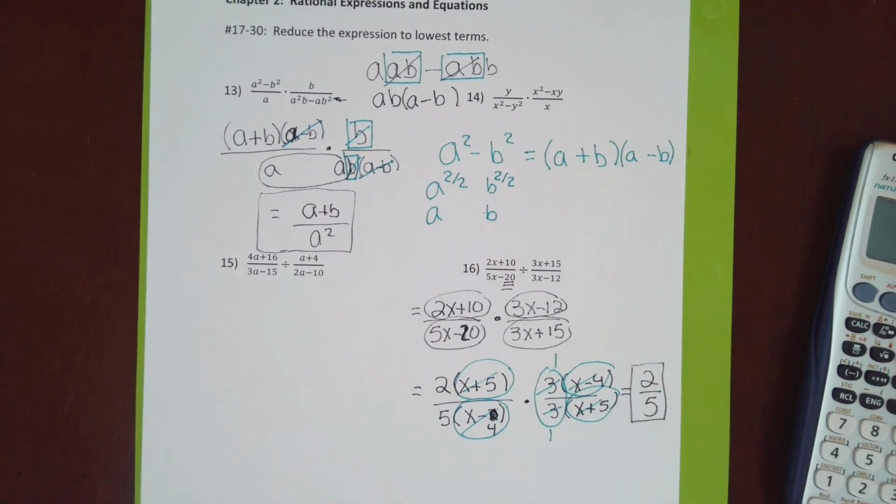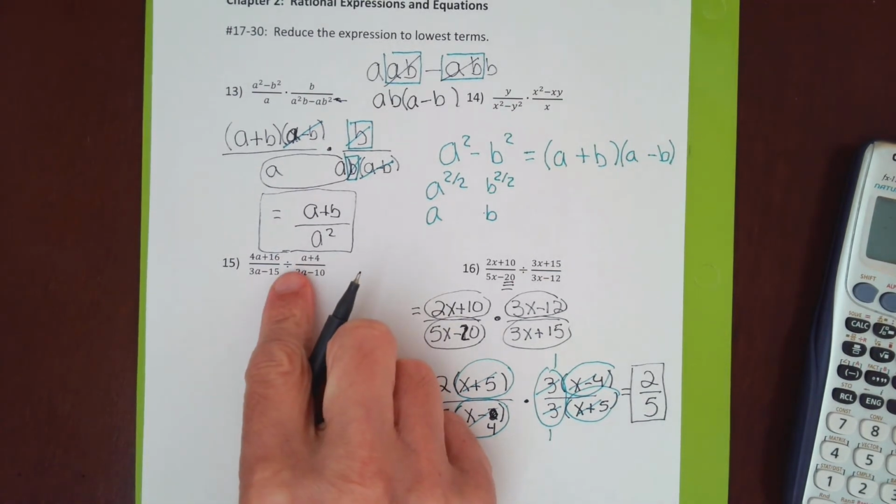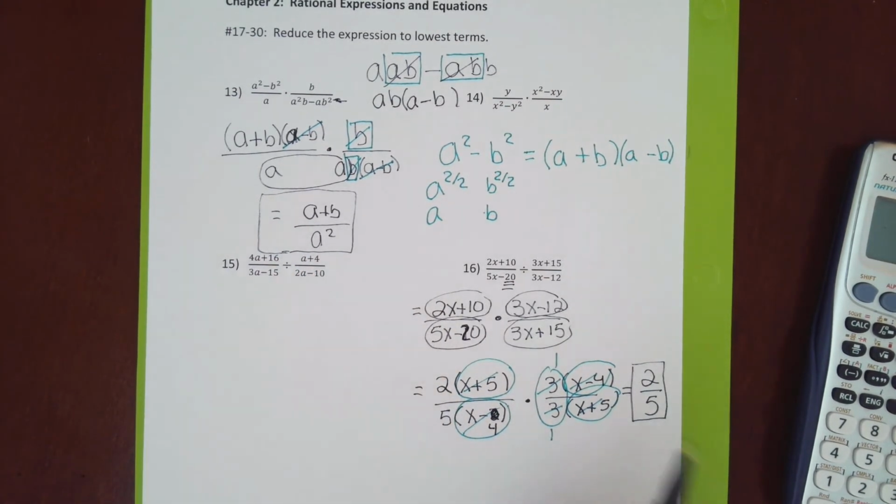15 should work real similarly. First step is you're going to change the division sign to a times. You're going to have 3 factorings to do of just common factor factorings.